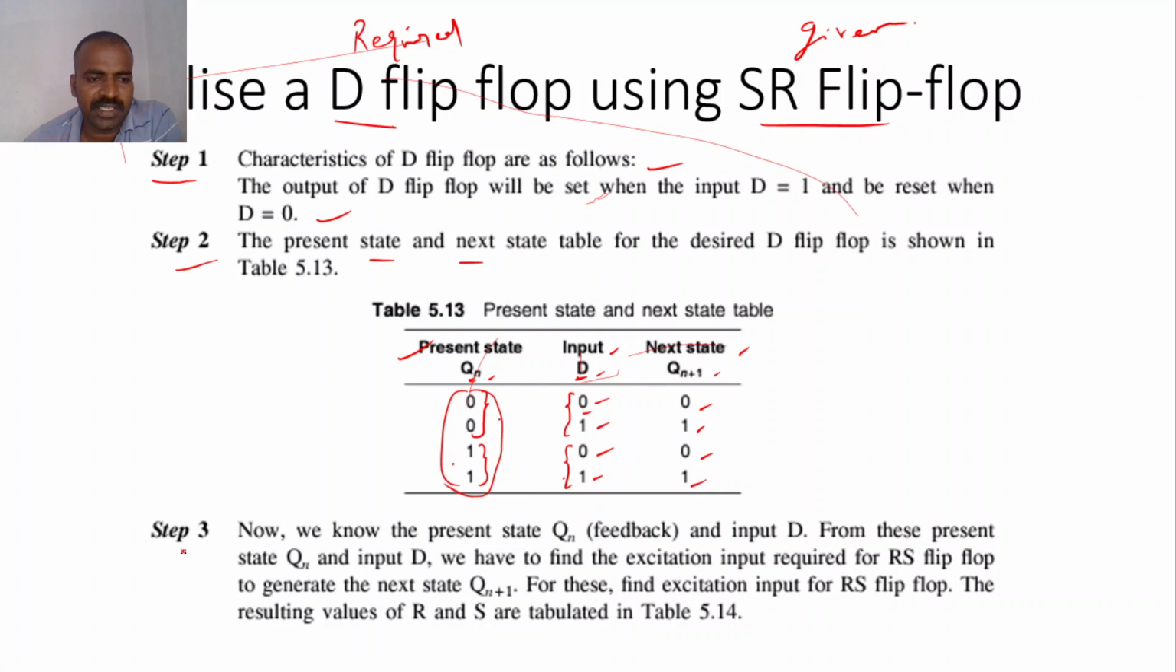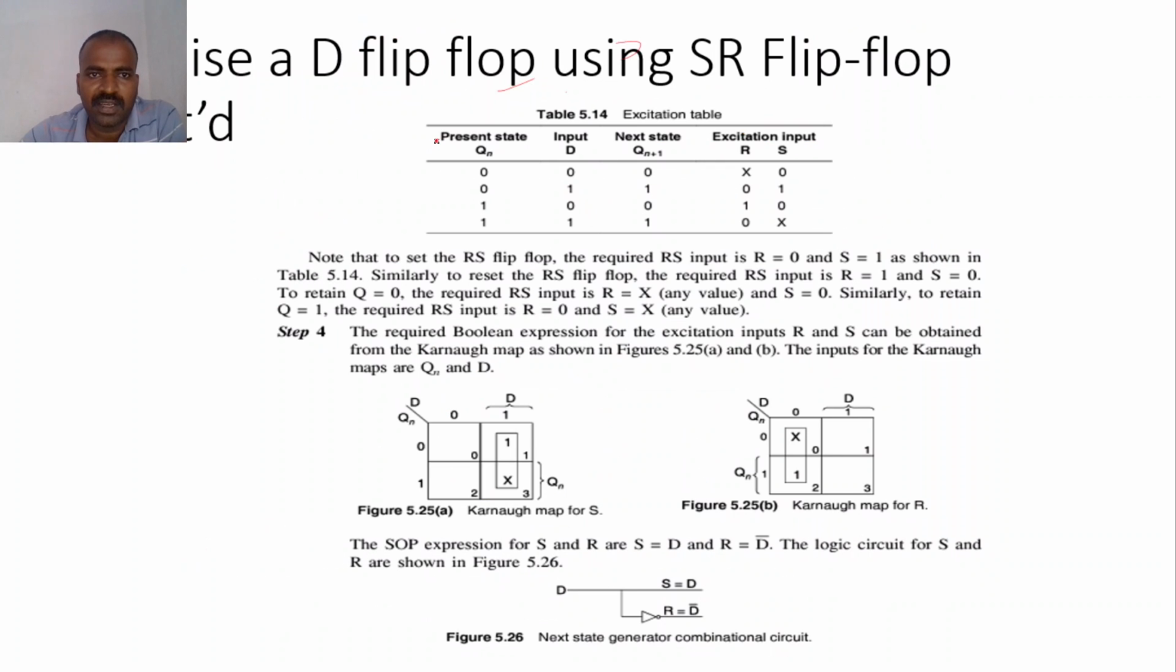Step number three: from this present state and next state table, we are going to identify the excitation inputs for the given flip-flop, that is, the SR flip-flop. Again, we need to create the table. Continue from the previous table with present state, input, next state, and put a heading for the excitation input. Since we are using the SR flip-flop, the excitation inputs are S and R. In the last lecture I explained how to design the excitation table for all four types of flip-flops.